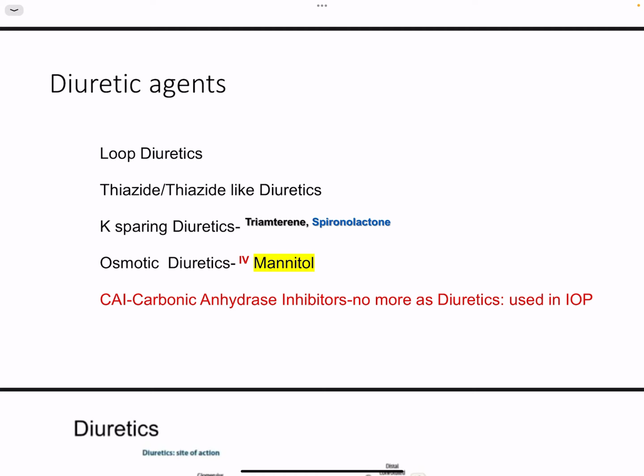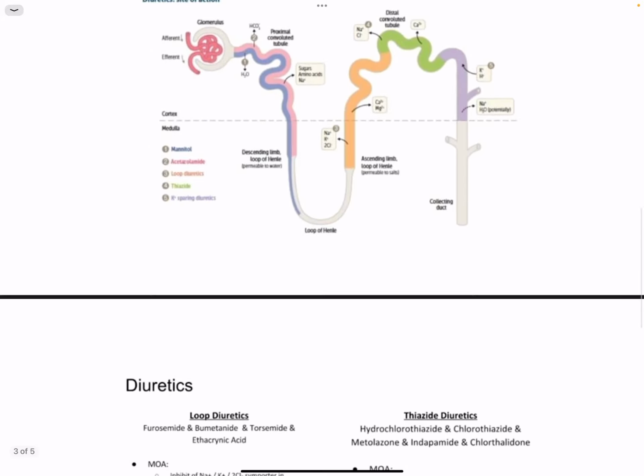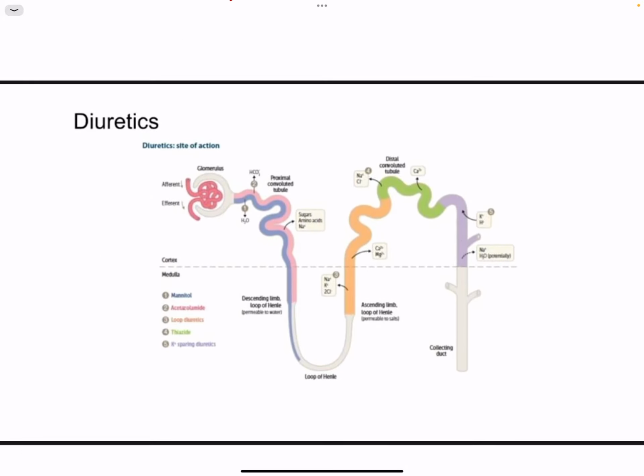This is the most potent diuretic, but the problem is that it is used only IV. So IV means that it is used in hospitals or emergency. Why is it the most potent? If you remember, in the beginning I told you, the closer we are to the Bowman's capsule or to the glomerulus, the more potent the diuretic will be. Mannitol acts in the first segment, that is the proximal convoluted tubule. So it is the most potent diuretic.